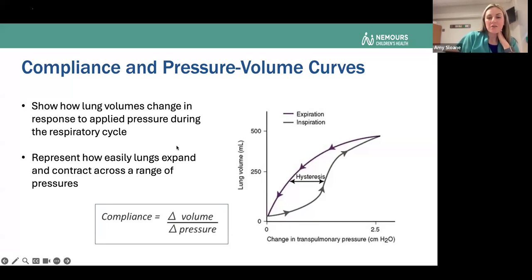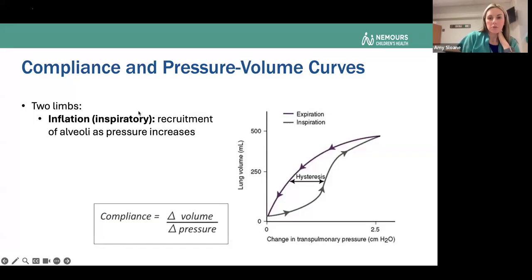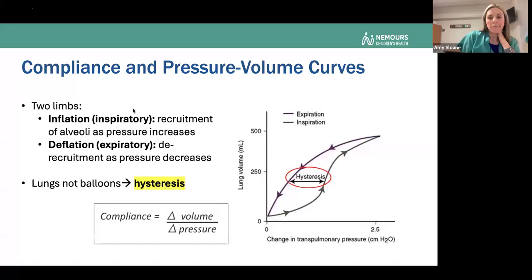There's two limbs to the curve. The inflation or the inspiratory limb reflects what happens as the pressure increases and the alveoli are gradually recruited and opened. And then the deflation or the expiratory limb reflects what happens as the pressure decreases and the alveoli begin to close. But a really important concept is that the slope is not the same during inflation and deflation, and that's where the concept of hysteresis becomes clinically meaningful.